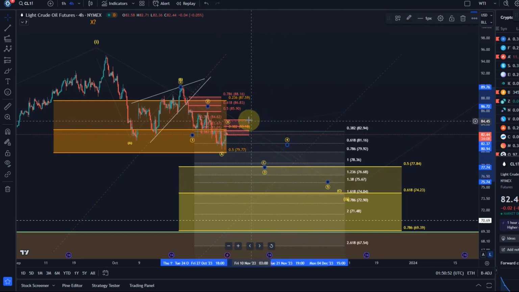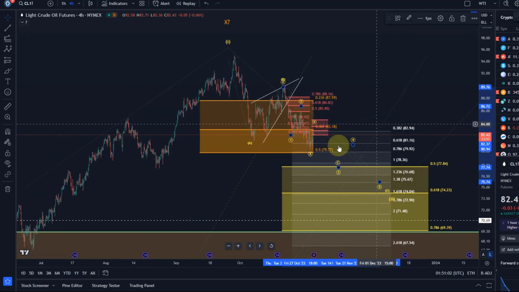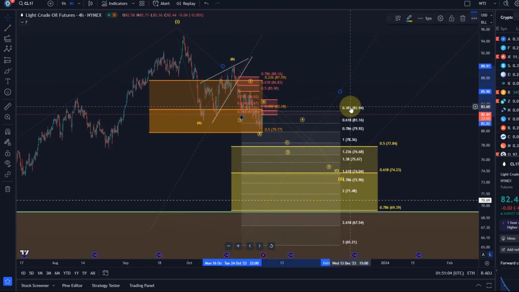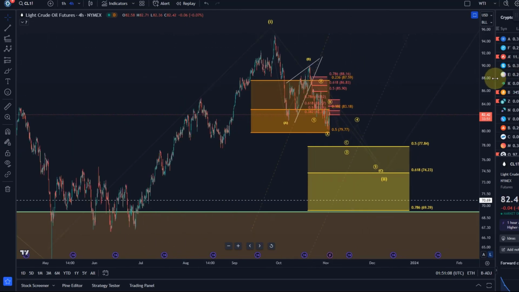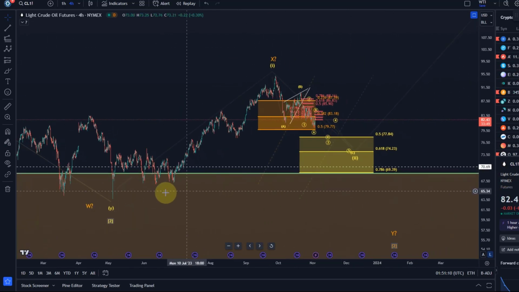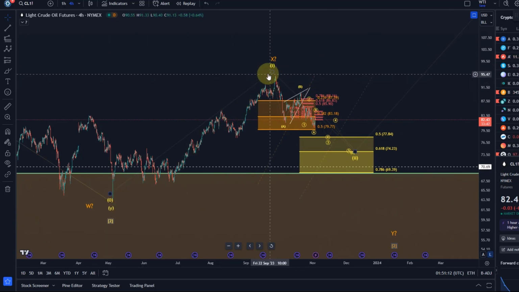But a move above basically $85 will change things and will tell me that something different might be going on here on the WTI chart. And yeah, that's sort of the view. And overall, similar to Brent crude oil, the idea is also that WTI rallied in an impulse, and we're now coming back in this wave 2 below $69. We will have to assume that something more bearish is going on.